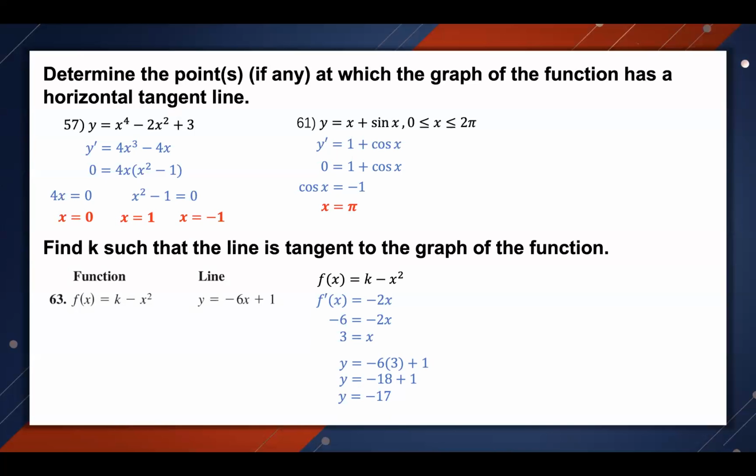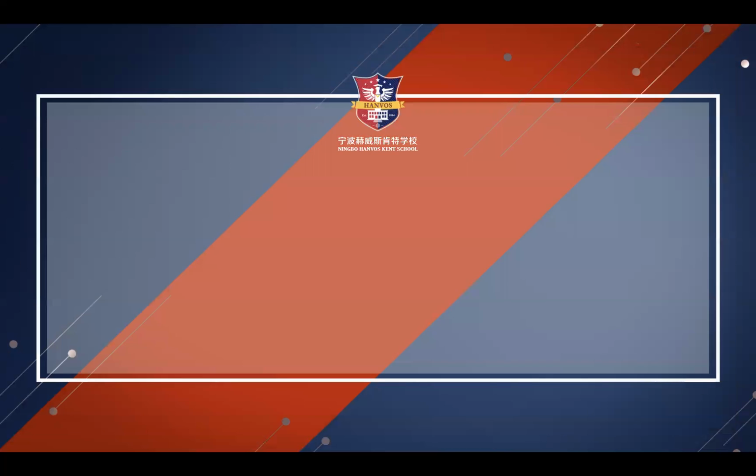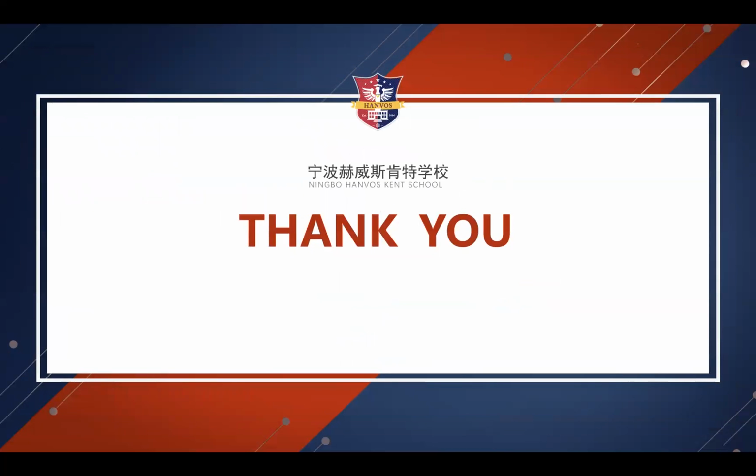And we substitute into the line, y equals negative 17. And we substitute x equals 3 into the function. So f of x equals k minus 3 squared, and f of 3 also equals negative 17, which we could get from the line. So the k value would be negative 8. Thank you for listening.